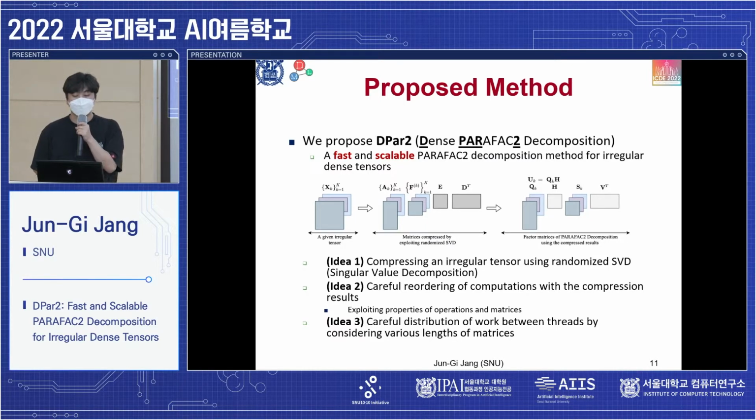The second idea is careful reordering of computations with compressed results. Although we obtained small compressed results, naive computations cannot lead to minimizing computational costs and avoiding generation of large intermediate data. We should carefully determine the order of computations. And the last idea is to carefully distribute work between threads by considering various lengths of matrices.